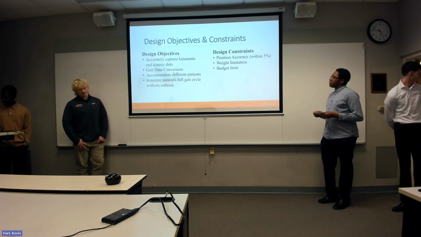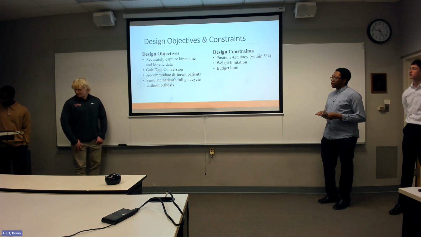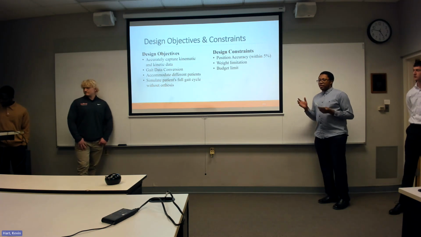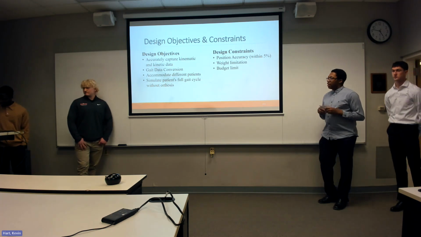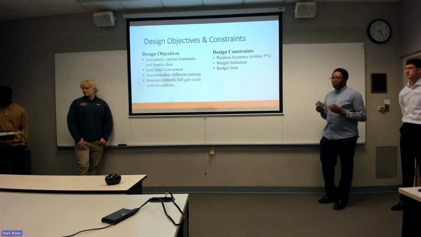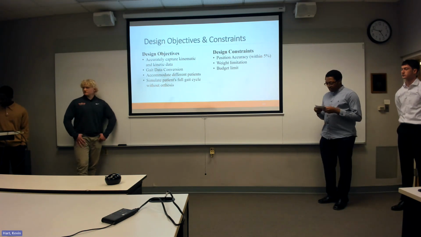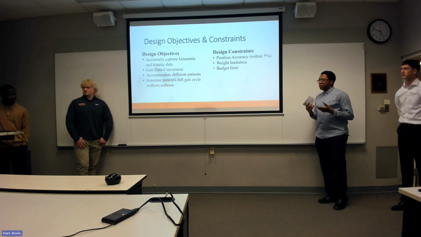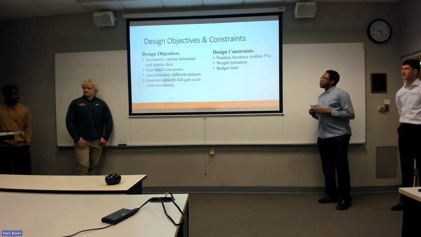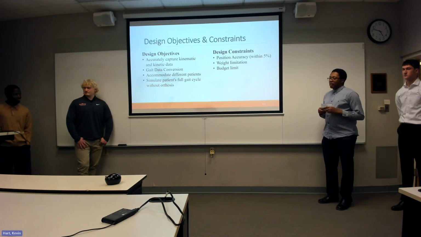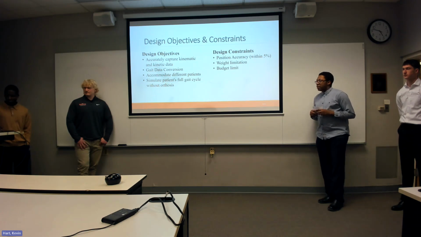And then the constraints. First, position accuracy. Essentially the difference between the commanded position and the actual position, and we deem 5% to be sufficient here. Weight limitation: we don't want any unwanted inertia, so lighter materials like aluminum are more ideal. And then the budget limit just limits our manufacturing and encourages using off-the-shelf parts if we can.